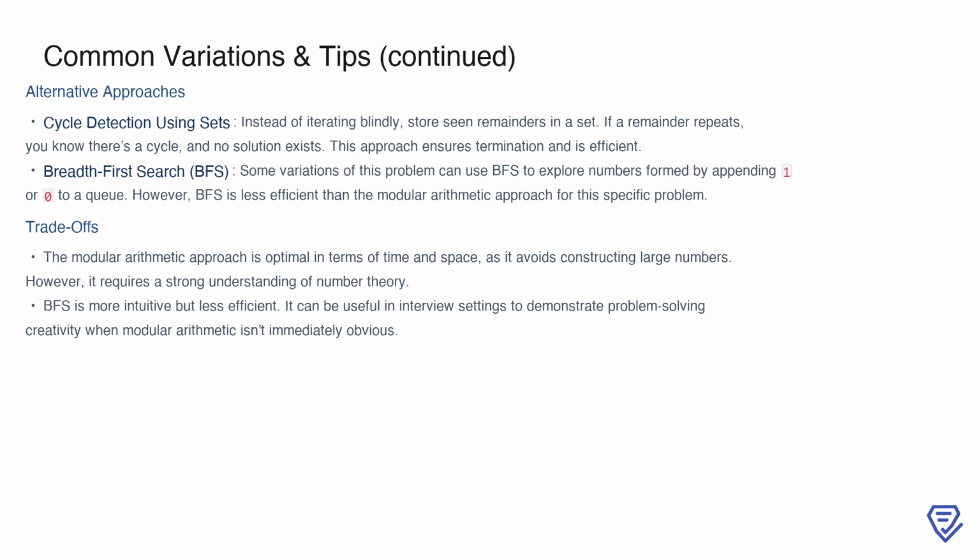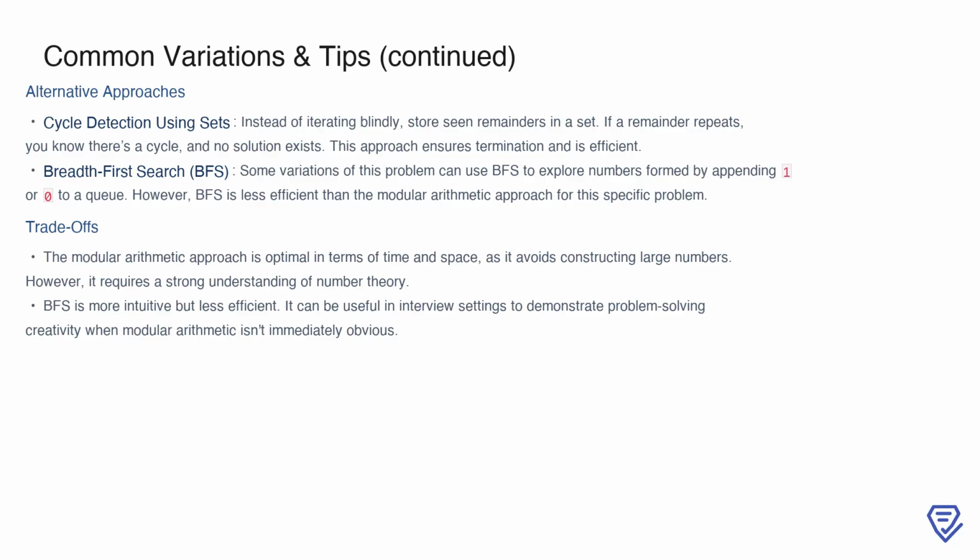Another approach, though less optimal, is to use breadth-first search, or BFS. In this variation, you systematically explore numbers formed by appending digits like 1 or 0 to a queue. While BFS can be helpful in certain scenarios, it's less efficient for this problem compared to modular arithmetic.